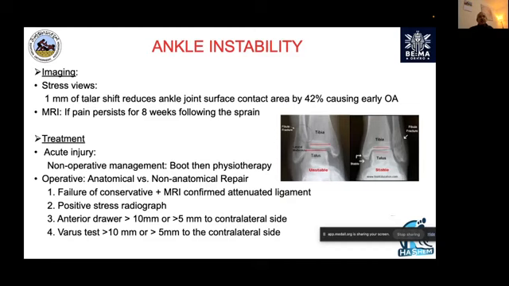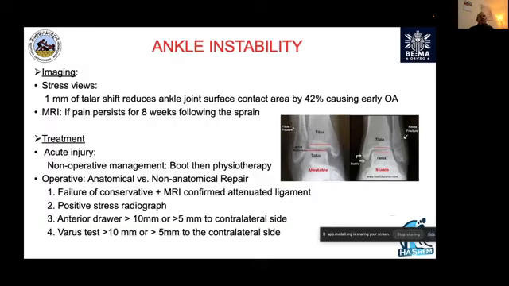Definitely the gold standard is MRI scan, and we get the MRI scan after we fail conservative treatment. So once we have a patient with ankle sprain or ankle instability, we send for functional rehab, proprioceptive and balance exercises by physio. And if this all fails, we get the patient to MRI scan.